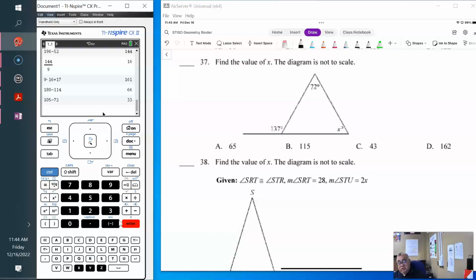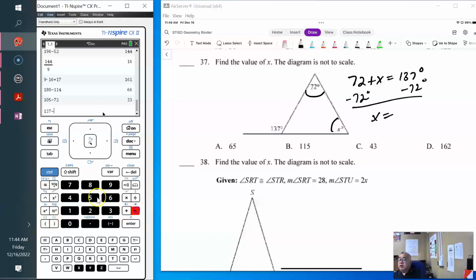Okay, 37, find the value of x. The diagram is not drawn to scale, so we have 72 plus x equals 137. Subtract 72, so x equals 137 minus 72, so that's 65 degrees. Once again, we know that these two are called remote interior angles, and they equal 137. The sum of the two angles is 137, so your answer is 65.